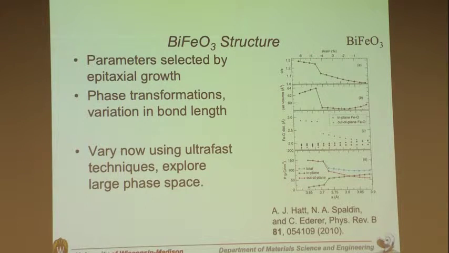And the historical approach is that you can choose which phase you want, and the way you choose that is you take from the shelf, you pick what substrate you're going to grow the material on. Now the question is, can we go from here to here, and how fast, and what drives it? So if we start here on this side of the phase transformation, can we get to that side?